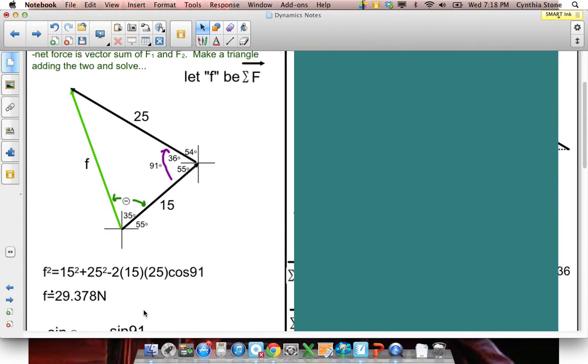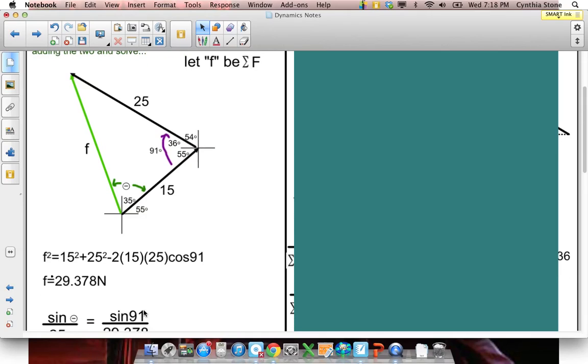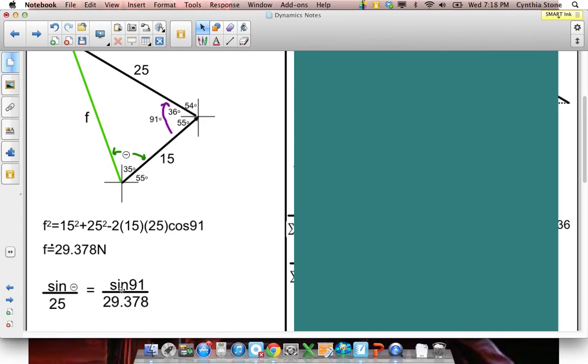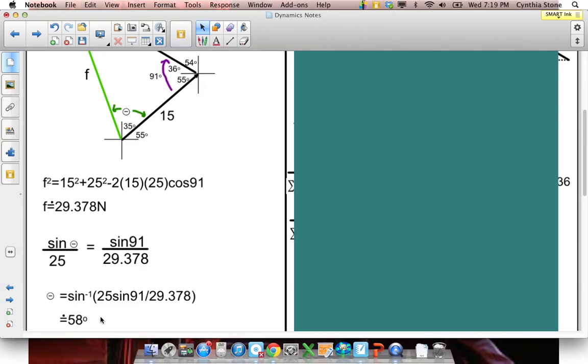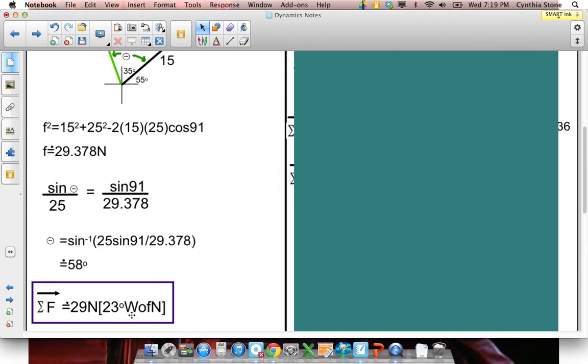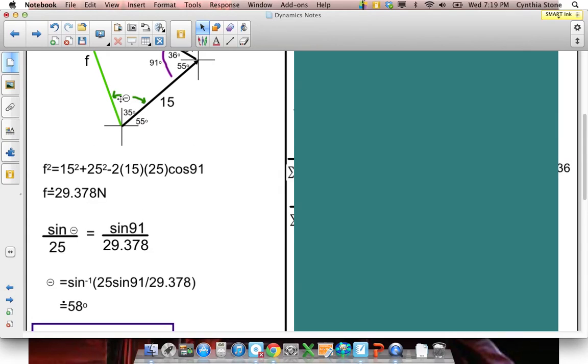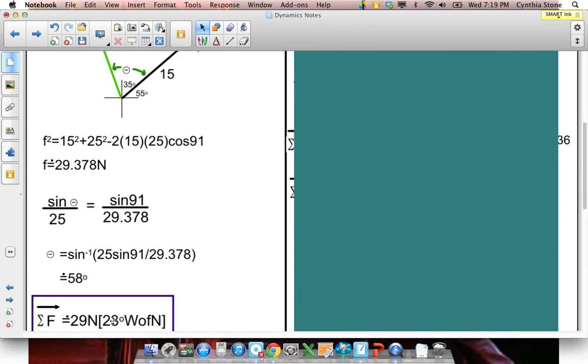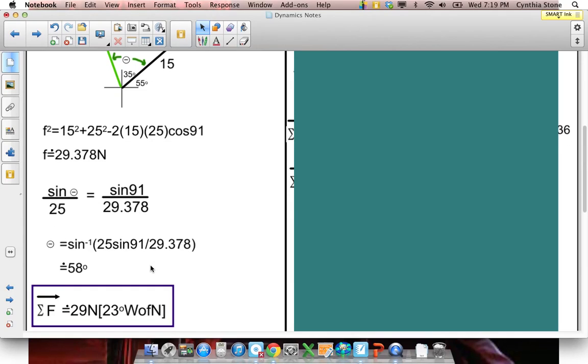Cosine law, exact same as we've done several times. Use the sine law to find this angle here. I end up with 58 degrees. Therefore, my overall is 23 degrees west of north. Why is that? Because this whole bit has to add up to 58. 58 minus 35 is my 23, and that means that's this little bit right in here. So that's how many degrees west of north I am, because there's the north, and I'm 23 degrees west of it. Okay, so that's my answer.